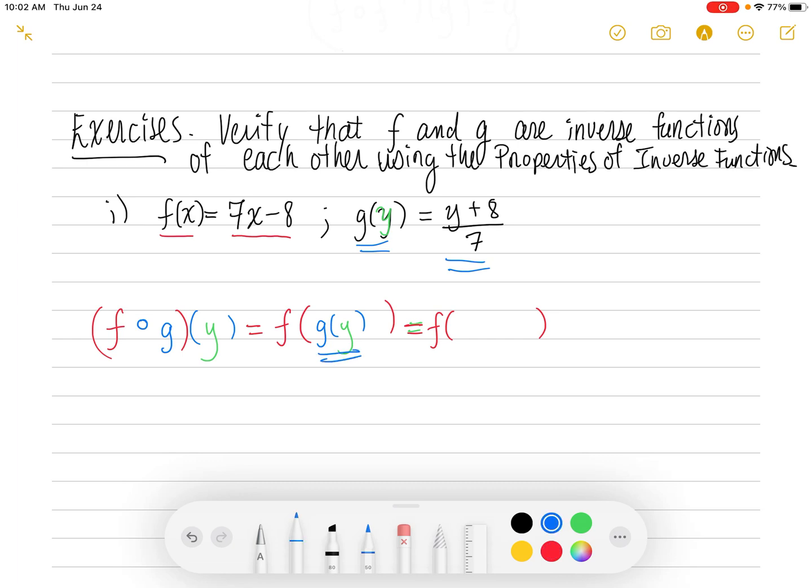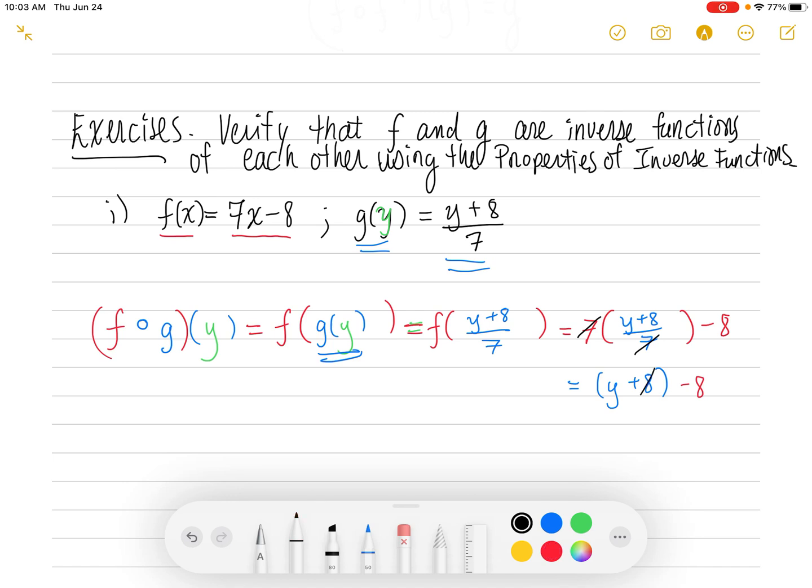So I'm going to leave the f alone. And inside I'm going to put what g of y is. What is g of y? G of y is replacing this, y plus 8 over 7. Okay, now I'm going to take that blue and plug that into my f function. I'm going to have 7 times a blank minus an 8. In my blank where my x was, I'm going to put the y plus 8 over 7.